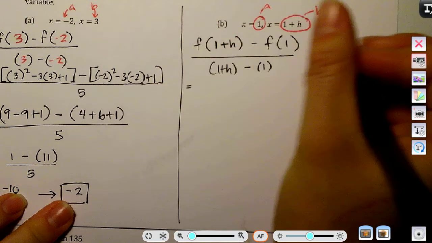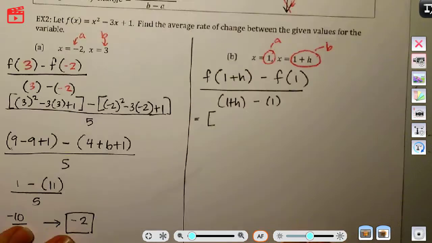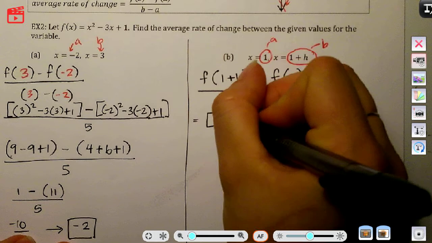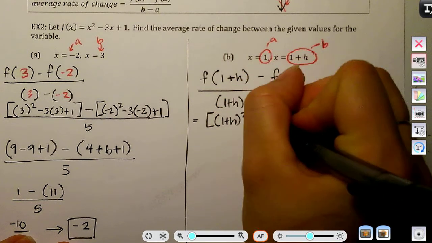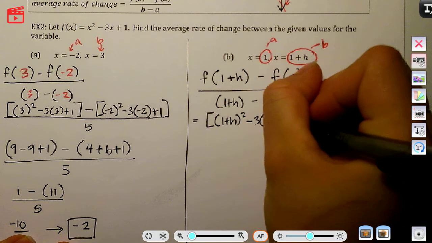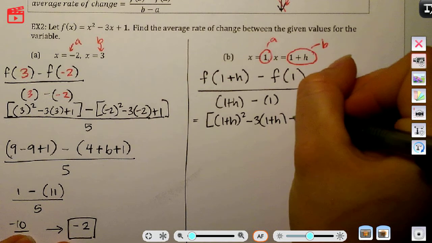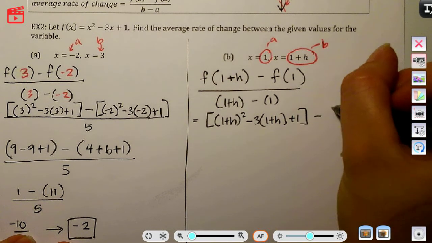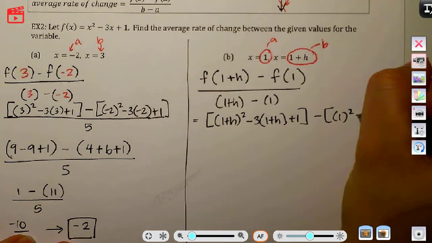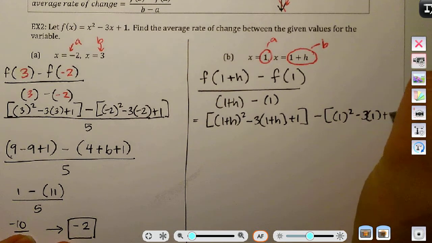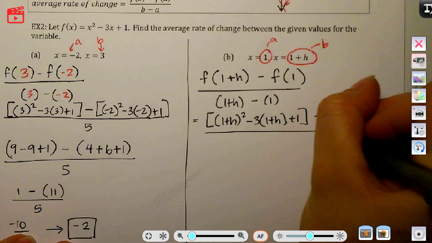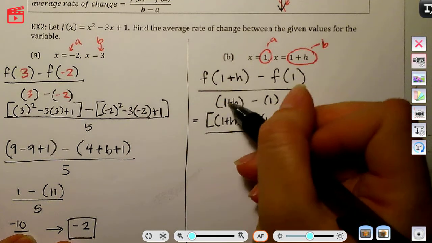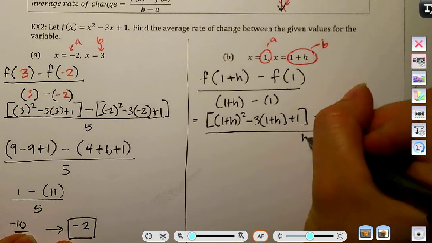Okay, let's go ahead and fill this out. So my function value is going to be 1 plus h squared minus 3 times 1 plus h plus 1. Minus f of 1 is going to be 1 squared minus 3 times 1 plus 1. All over. Simplifying that, that's going to be 1 minus 1, so we're just going to be left with h on the bottom.